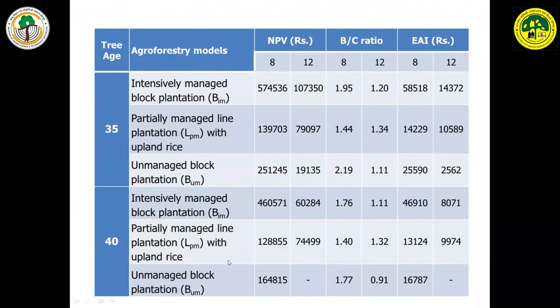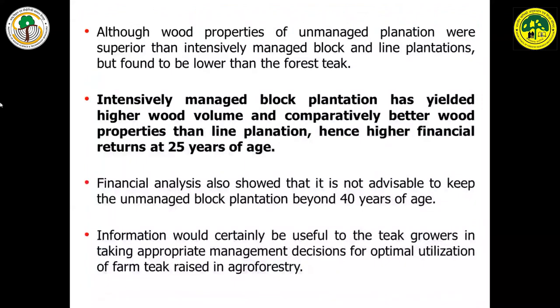So these are the conclusions which we have drawn from this study, that although wood properties of the unmanaged plantations were slightly superior to the intensively managed block plantation and line plantation, they were lower than the forest teak values. Intensively managed block plantation has yielded the higher wood volume and comparatively better wood properties than line plantation, hence higher returns at the age of 25 years.